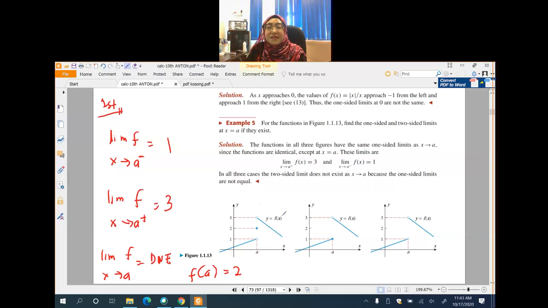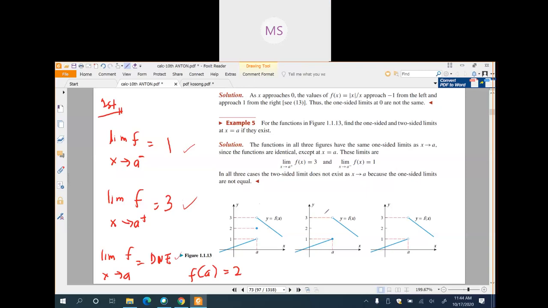For the second graph, this one is the same. This one as well. For this one as well, it's the same. It does not exist because from the left and the right, they are not the same. And what about f of a? F of a is equal to 1 instead of 2. Okay, so that is the only difference.